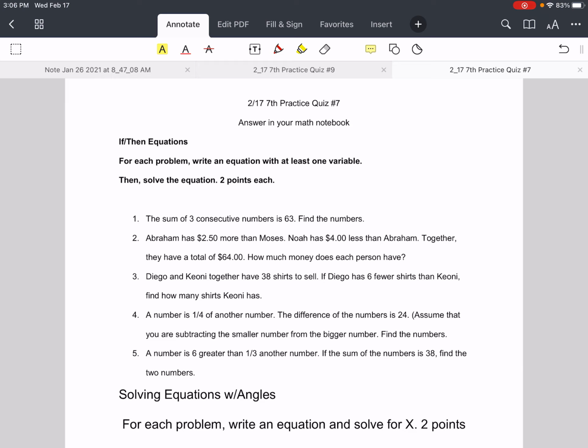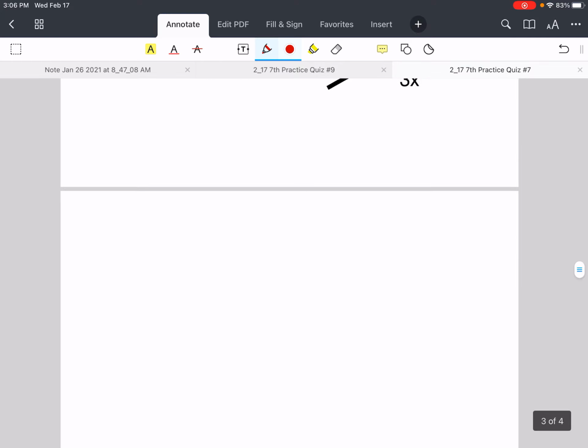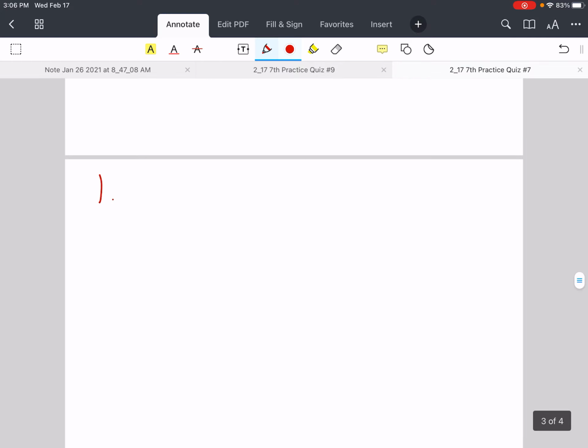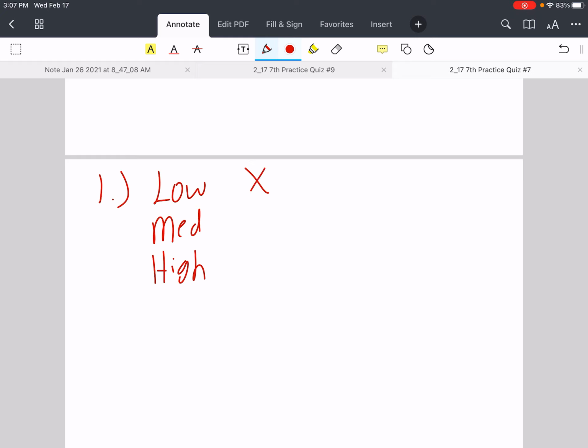Okay, so number 1, sum of 3 consecutive numbers is 63. Find the numbers. So for that, I would have a low, medium, and high because we have 3 numbers. I set my low number as x. If we're going consecutive, that means the next number up is x plus 1, and the number above that is x plus 2. So those will be our 3 numbers, and they add up to be 63.